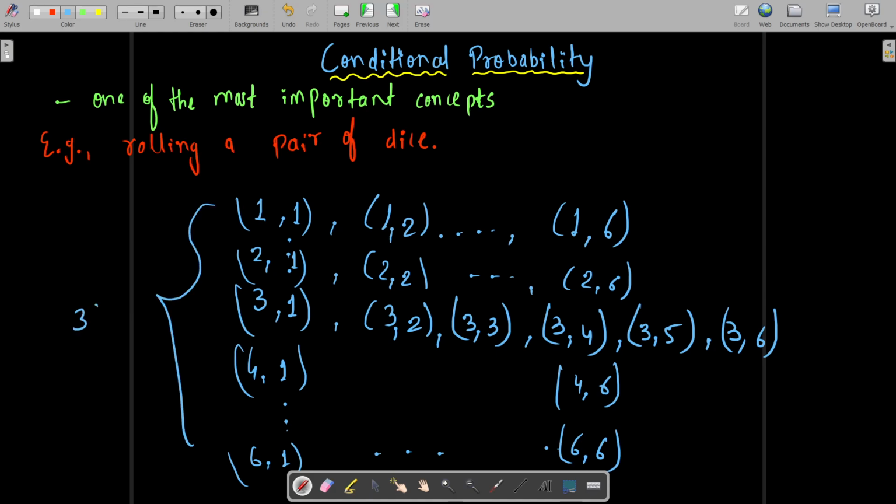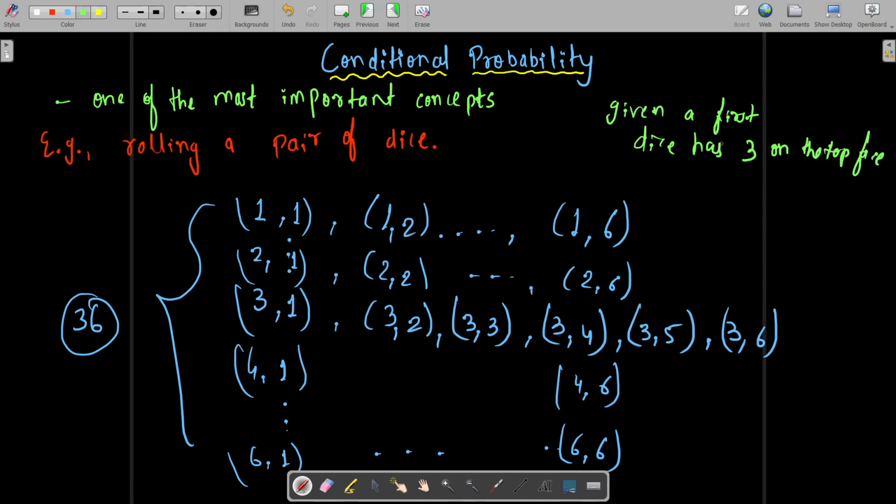When we throw a pair of dice, we have 36 outcomes in our sample space. But here now we have conditional probability. So firstly, let me frame our question. Our question says: what is the probability that, given that we already know the first die has 3 on the top face.